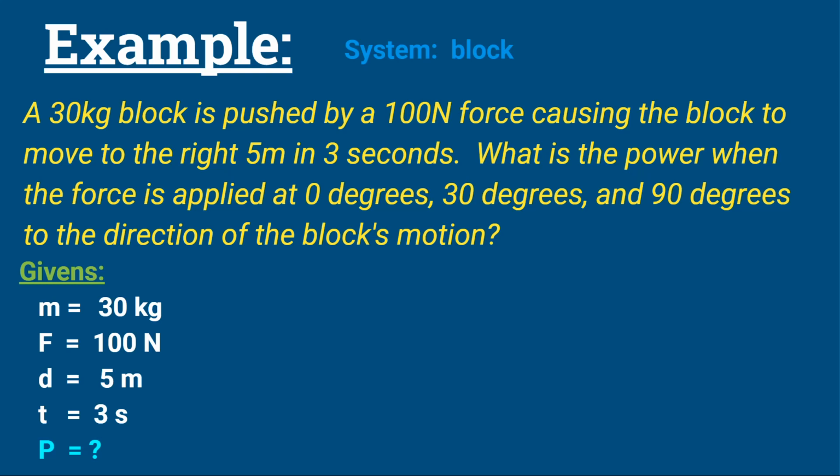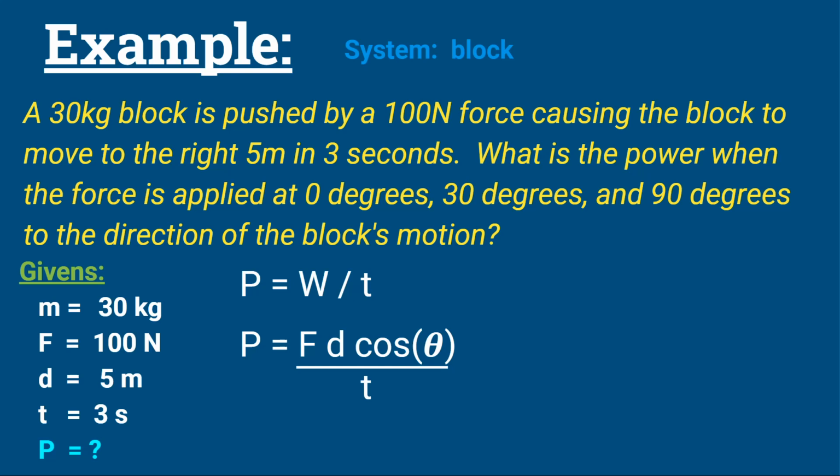So let's go ahead and work them out one at a time, starting with 0 degrees. Okay, so first things first, we need to start with our equation. We're trying to solve for power. Power is work divided by time. I don't know the work because I don't have that in my list of givens, but I do have a time, and I do have an equation for work that might help. I know again that work is FD cosine theta, so power is FD cosine theta over time.